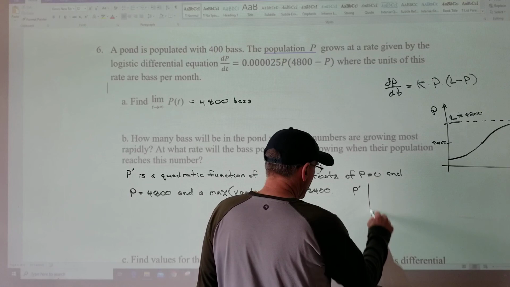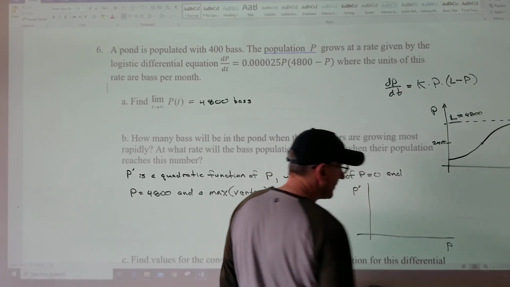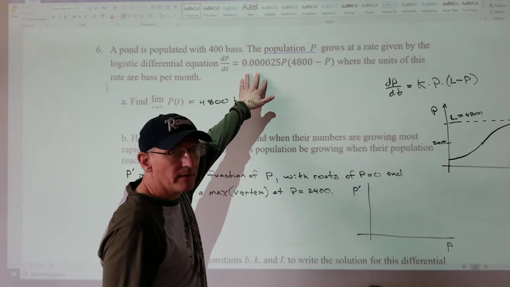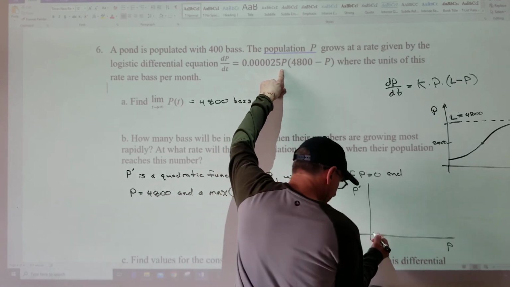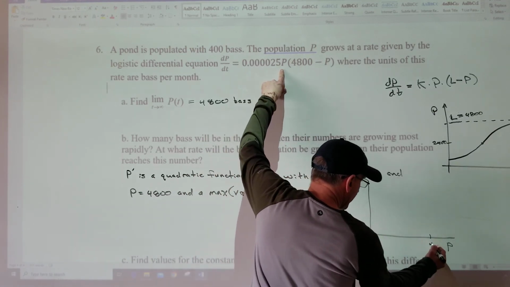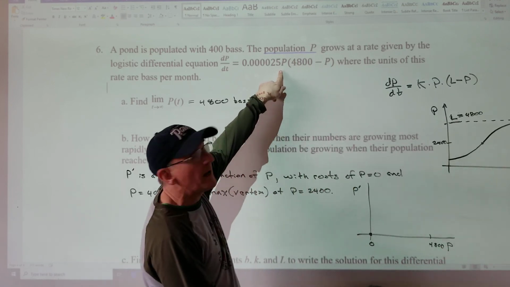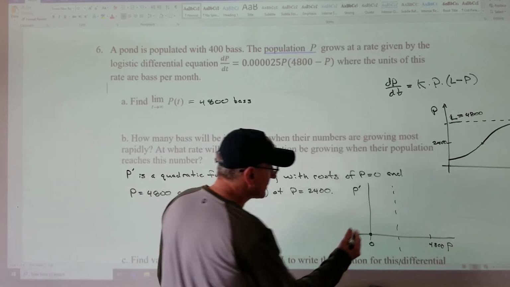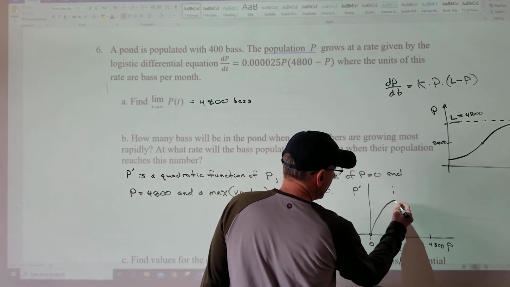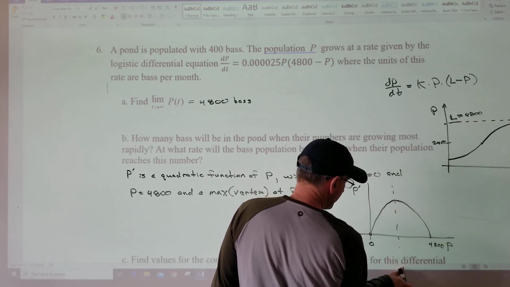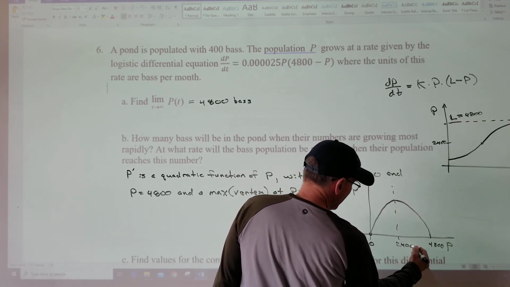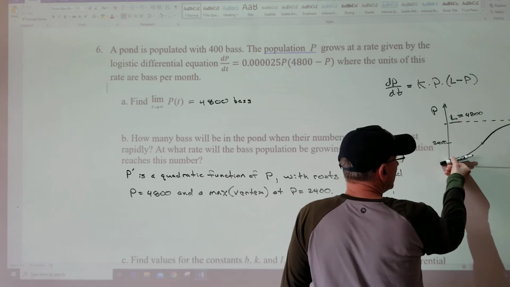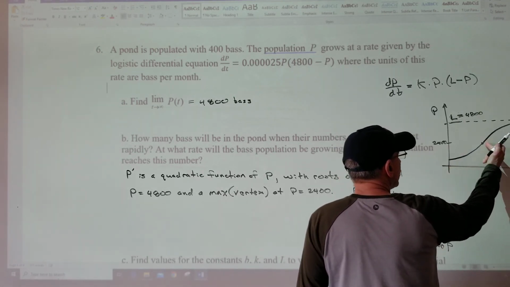Here's P prime, here's P. Okay, so time has nothing to do with this. If you graph this as a parabola on a calculator or somewhere else, you'll get exactly what we talked about. A root at 0, a root at 4,800, a symmetry axis right between those values, and you'll see an inverted parabola that has a maximum right at P equals 2,400. So what does that mean? That's where you get your highest value of P prime. That's where your graph of P is increasing most rapidly, right there, point of inflection.